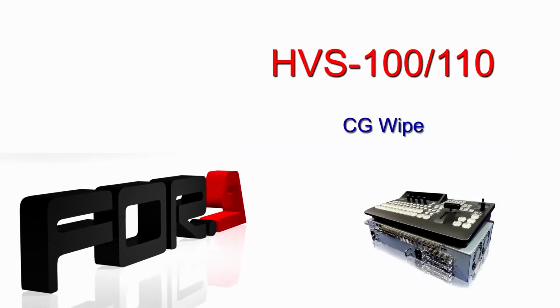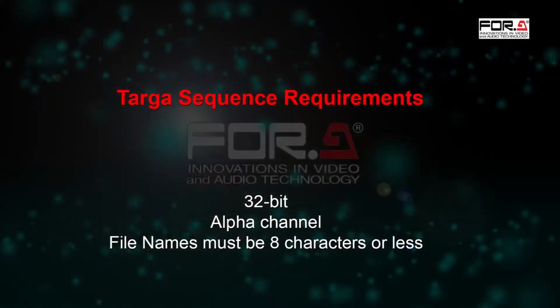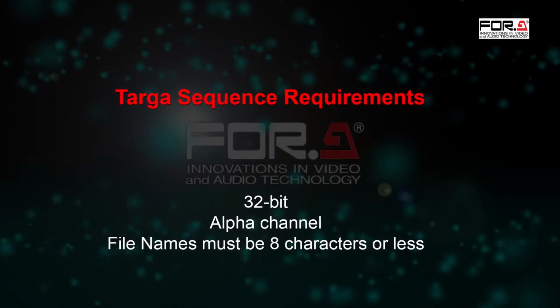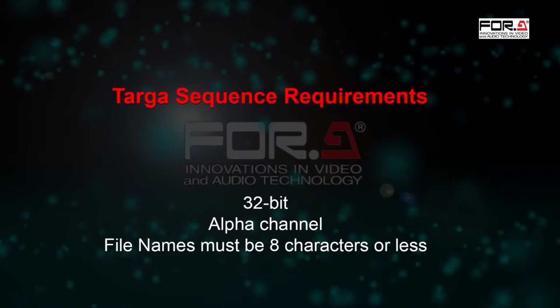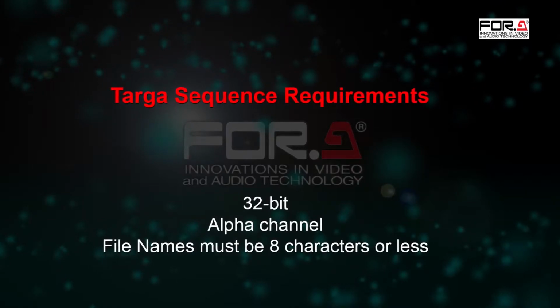Today, we'll show you how to create a CG wipe using your HVS-100 and HVS-110. Before we begin, please make sure that when creating a Targa sequence, to save the files as a 32-bit or else the alpha channel will not appear.